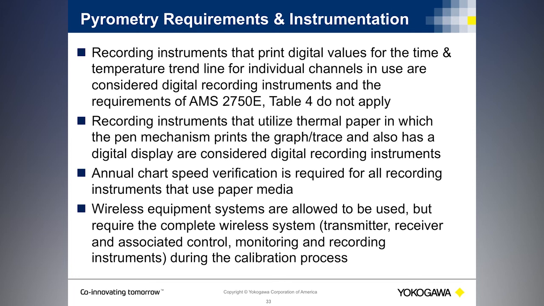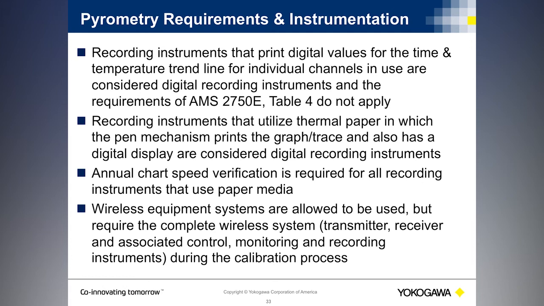So it prints out a digital value on chart paper. Is it considered a digital recorder or analog? It's been decided that it is a digital recording, and the requirements of 2750 Table 4 do not apply, which is the readability. Recording instruments that utilize thermal paper, in which the pen mechanism both prints the graph and trace of the chart and has a digital display, are also considered a digital recording.